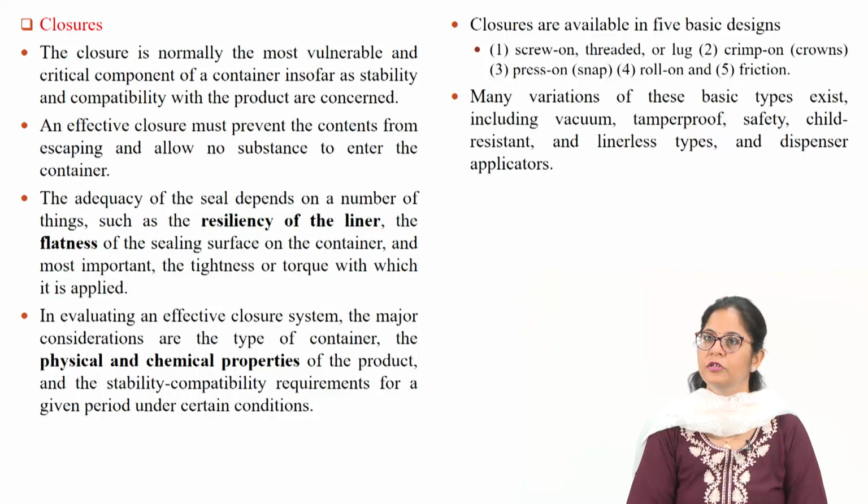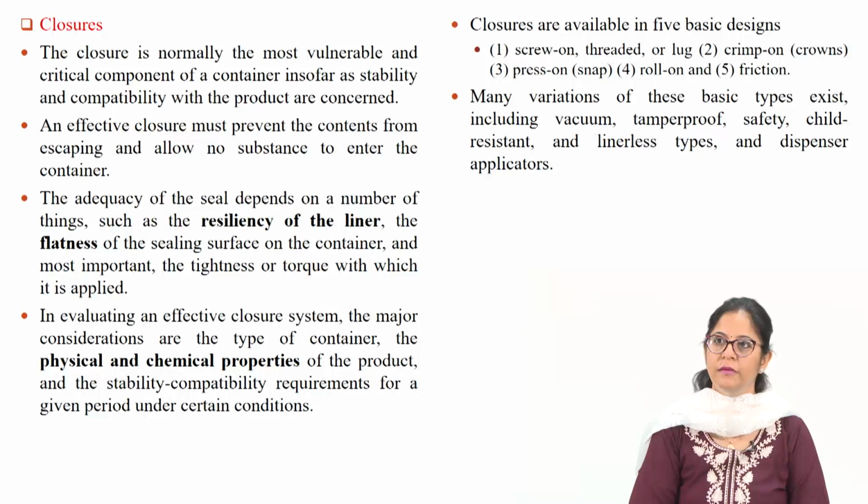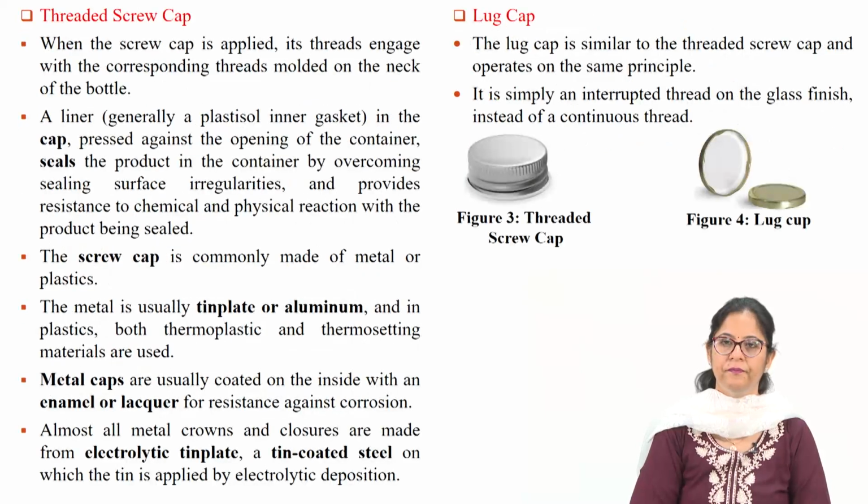The closures are available in 5 basic designs: screw on, threaded or lug, crimp on crowns, press on snap, roll on or friction types. These variations exist including vacuum, tamper-proof, safety, child resistance, linerless types and dispenser applications are included in these types of closures.